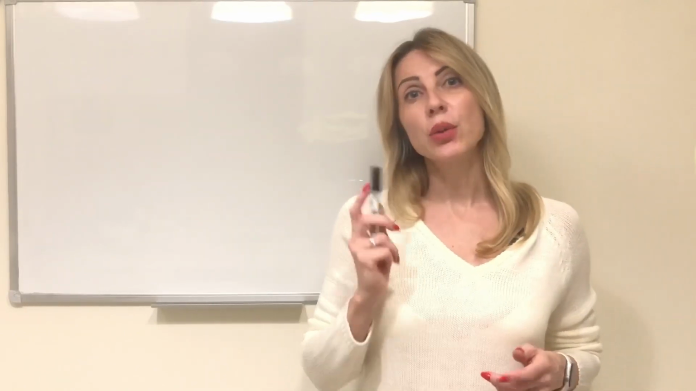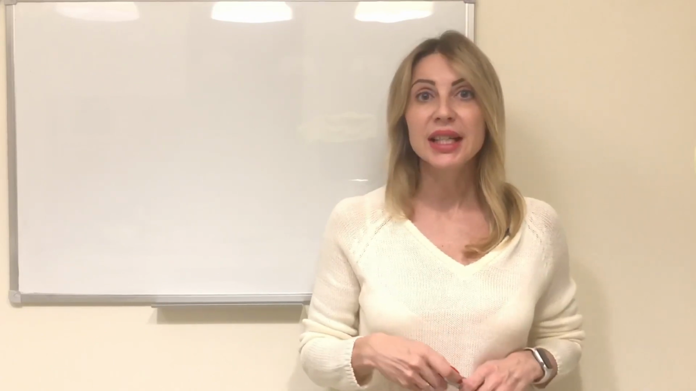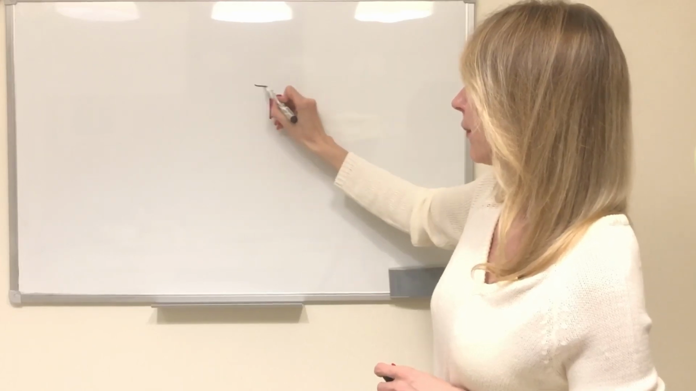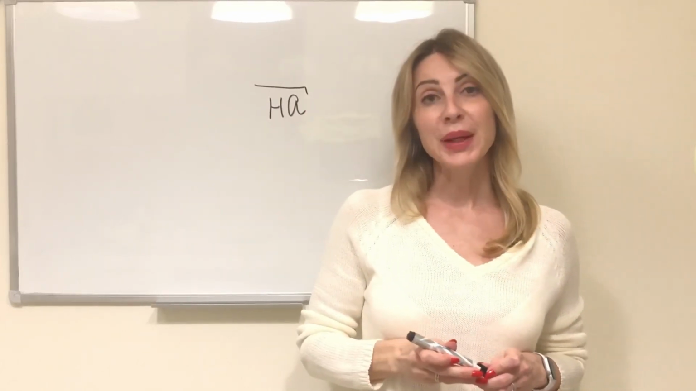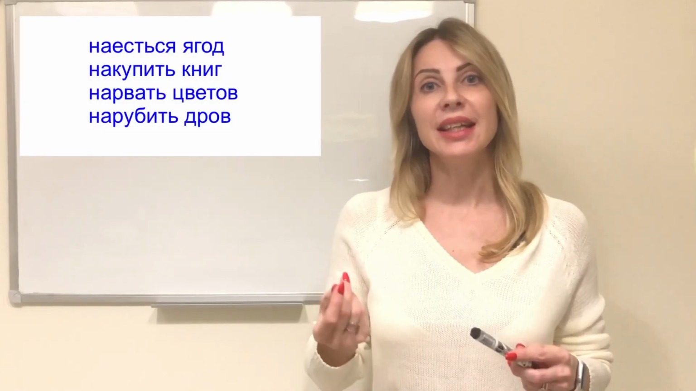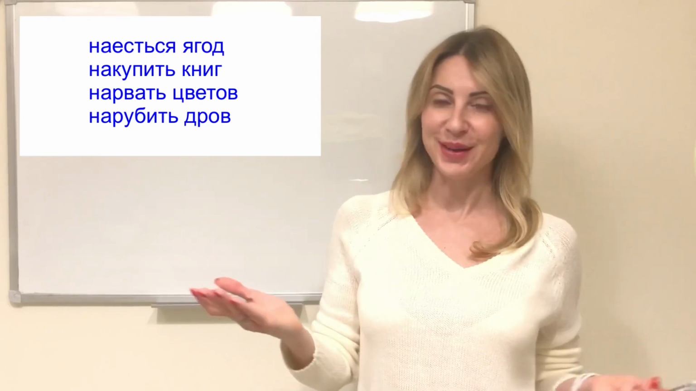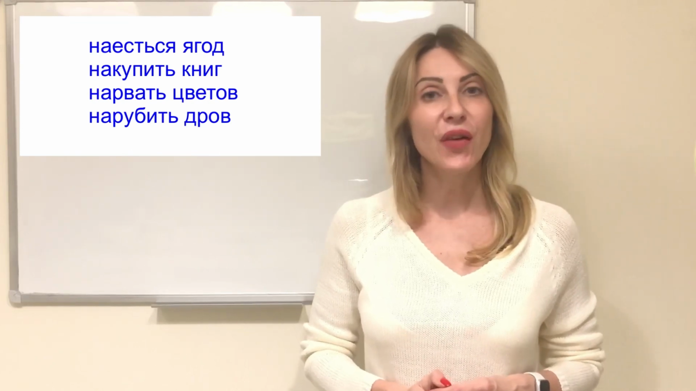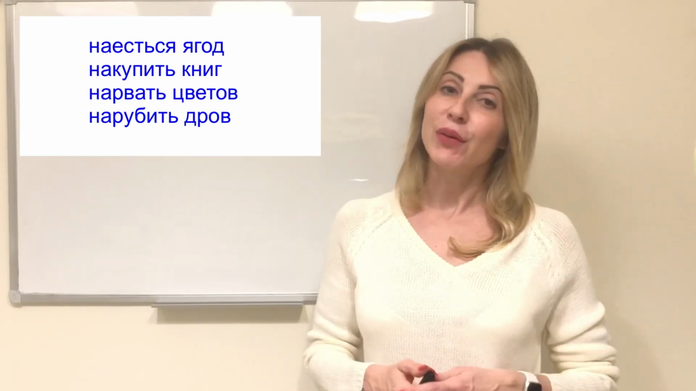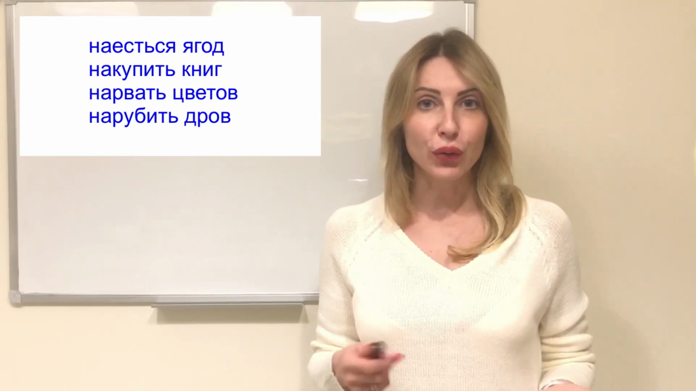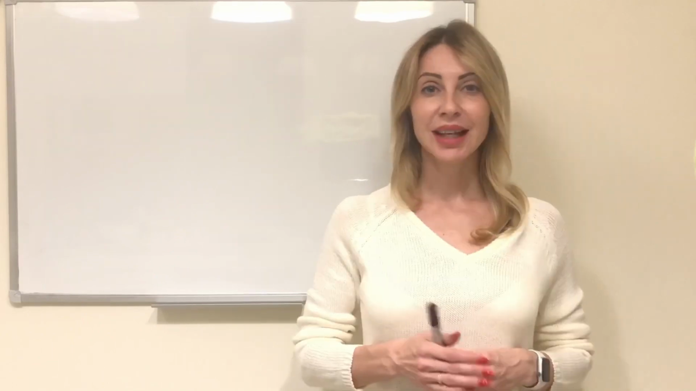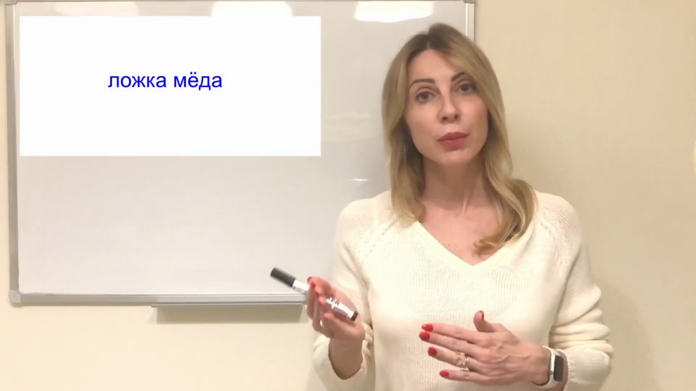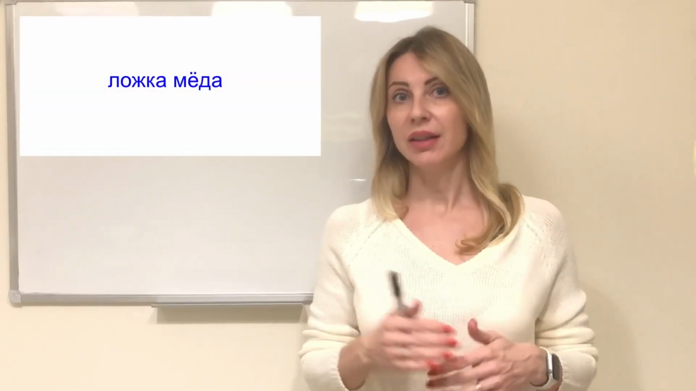Some perfectives with the quantitative prefix на also take the partitive genitive. Prefix на. Пример. Наесться ягод. To eat one's fill of berries. Накупить книг. To buy some books. Нарвать цветов. To pick some flowers. Нарубить дров. To chop some wood. Containers and quantitative words also appear in partitive constructions. Ложка меда. A spoon of honey.